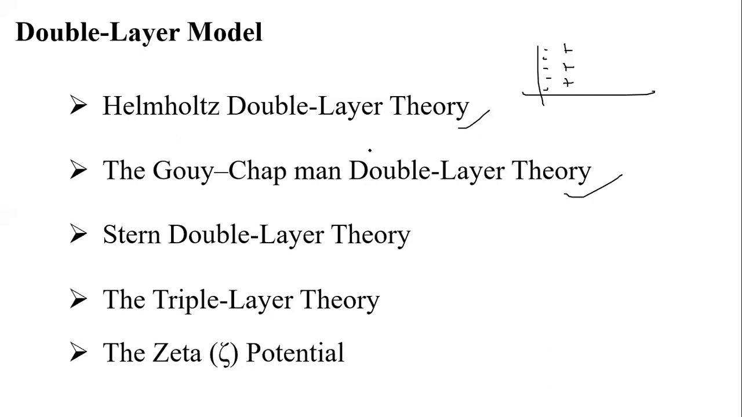Yeah, now it's okay. And another one is called the Stern model theory. Stern double layer theory. There are some demerits in the Gouy Chapman double layer theory, but to overcome that, we have the Stern double layer. Stern is nothing but a combination of these two, Helmholtz double layer theory and Gouy Chapman double layer theory.